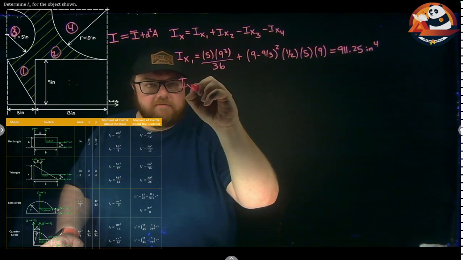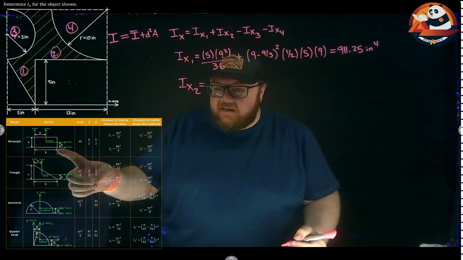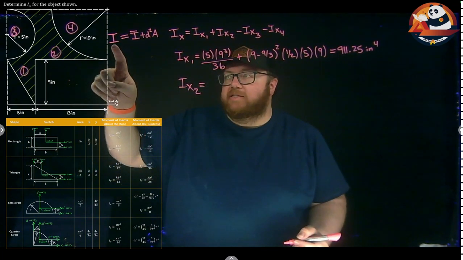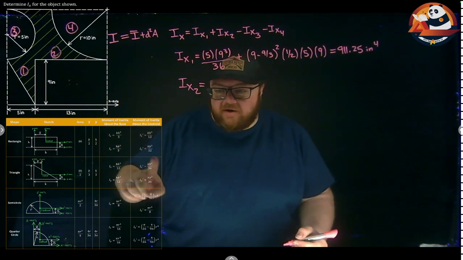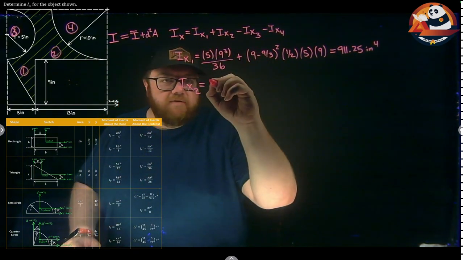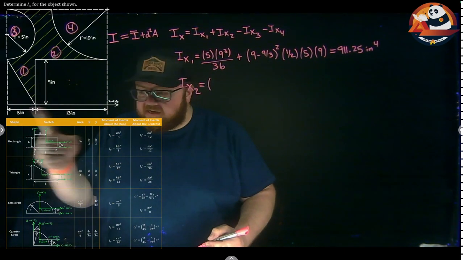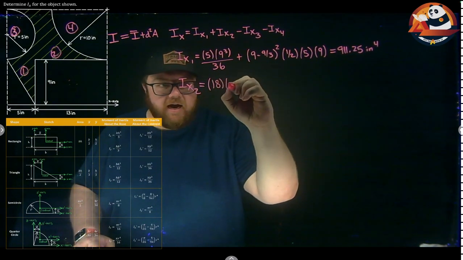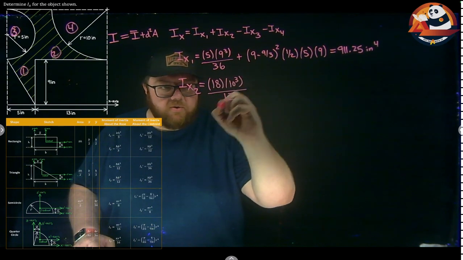Ix2 should be, well, this one's a rectangle. I want Ix, my moment of inertia about the x-axis, is my moment of inertia about its centroid, so Ix prime, bh cubed over 12. My base here is 5 plus 13, the entire width. So 18 times my height is 10. 18 times 10 cubed over 12.